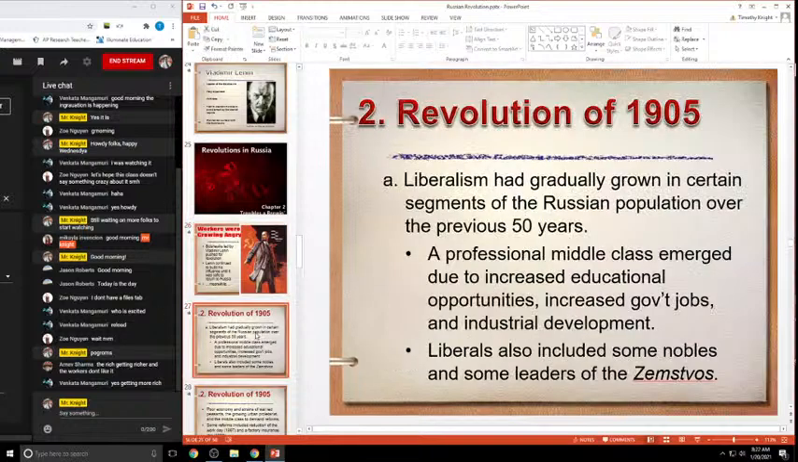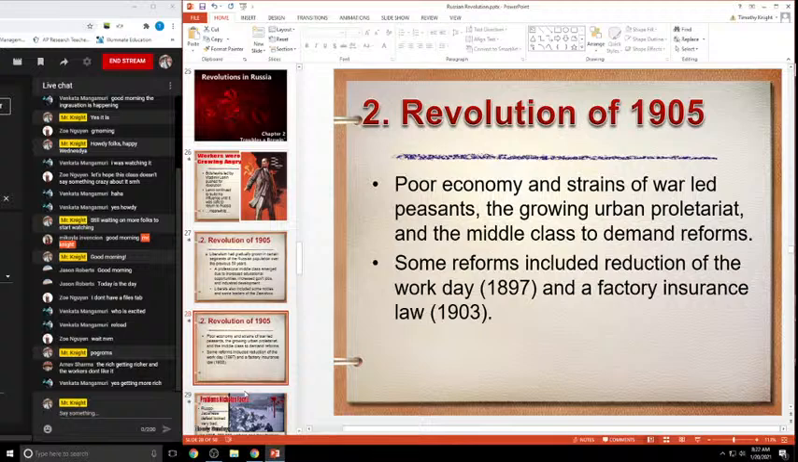So, going back, talking a little bit about Bloody Sunday, the Revolution of 1905, as it's sometimes called. Liberalism had gradually grown in certain segments of the Russian population over the previous 50 years. There had been a developing, although limited, professional middle class that emerged due to increased educational opportunities, increased government jobs, increased industrial employment, and so on. But nonetheless, Russia's economy is still very poor, and the Russo-Japanese War led the peasants, the rural workers, the farmers, the growing urban proletariat, factory workers, and the limited bourgeoisie middle class, to start demanding reforms, because remember, they're still living under an autocratic Tsar.